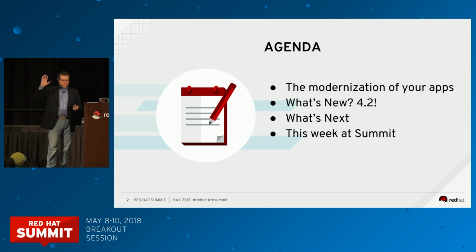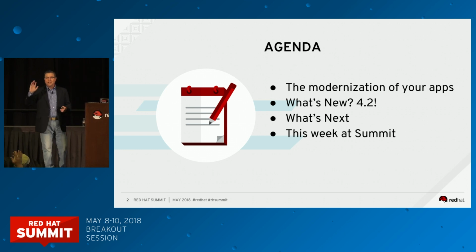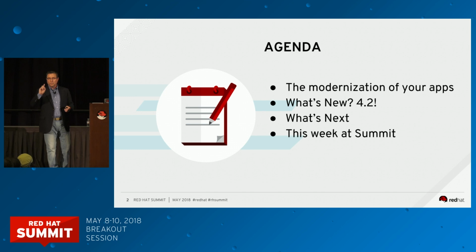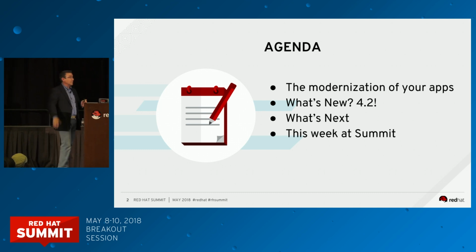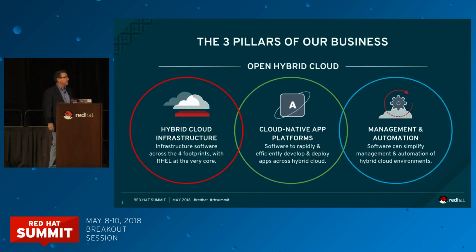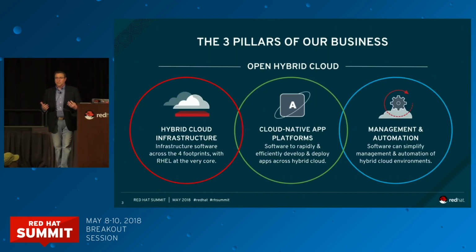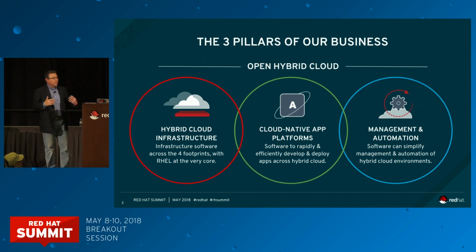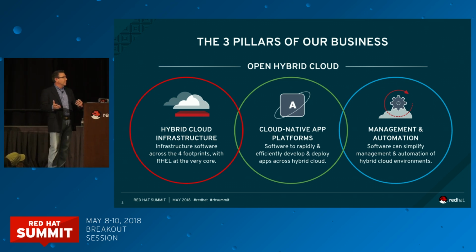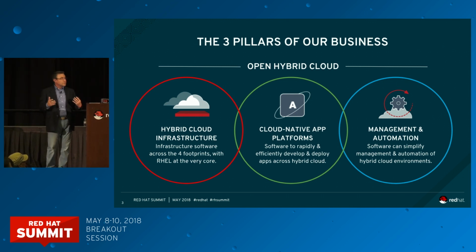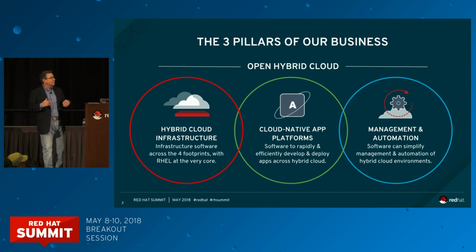So how many of you were at the keynote this morning? How cool was it that the very first product announced was Red Hat Virtualization? I mean, that should tell you a lot about the strategy that we have. So if you look at the three pillars of our business, we're really built on providing an open hybrid cloud framework for application deployment. And that's really built around the infrastructure, the cloud-native application platforms, and management and automation.